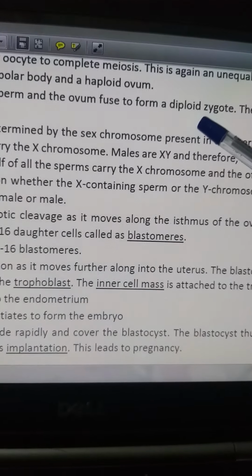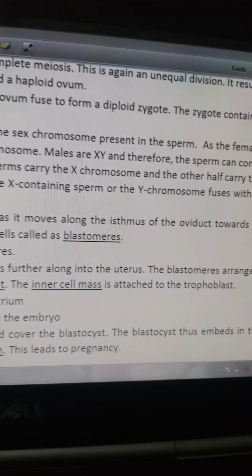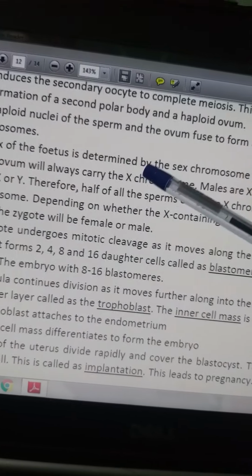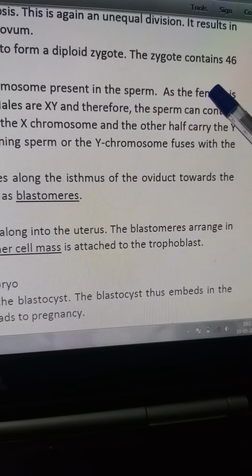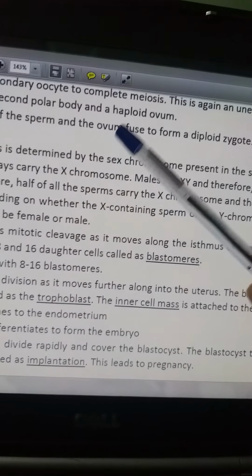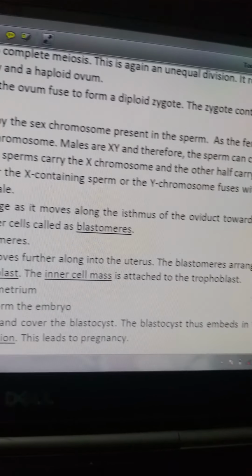So this zygote contains 46 chromosomes. See, haploid, and again it is diploid. This is 23 chromosomes, this is 23 chromosomes, they join together to form 46 chromosomes.